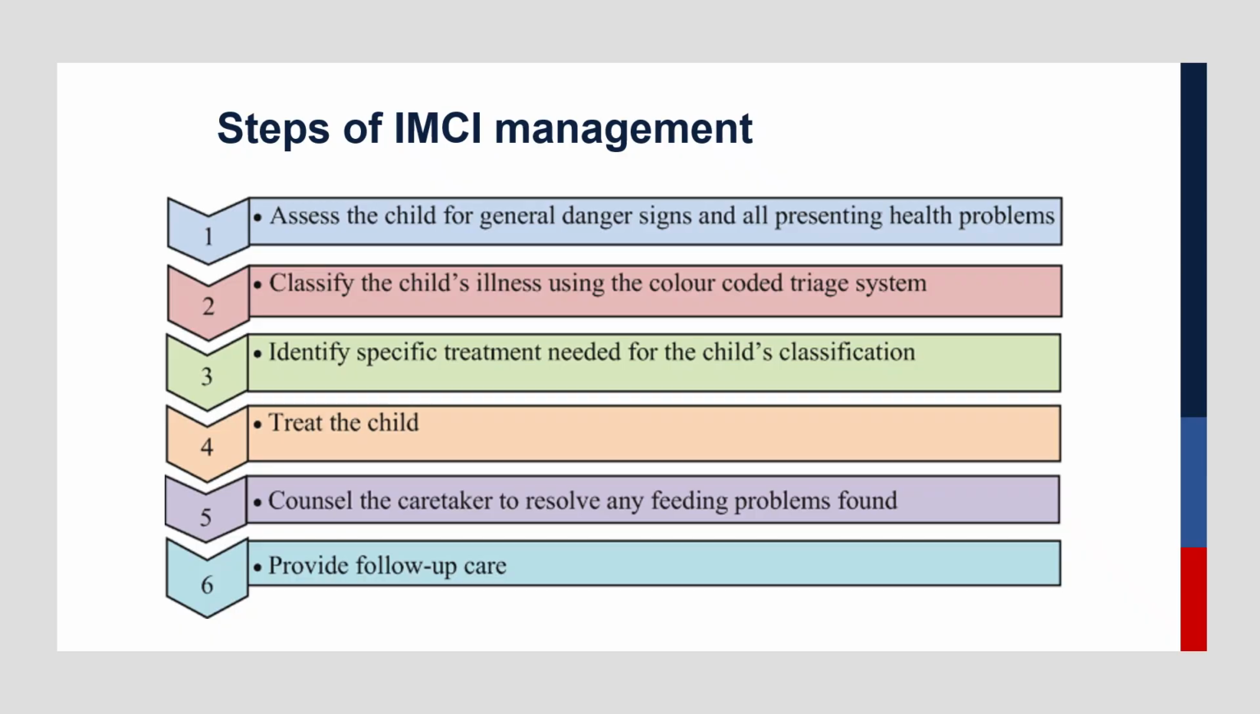So there are different steps when you're managing a child according to IMCI guidelines. First of all, you have to assess the child for any danger sign. This is the first step and the most important step. And then you are going to see all the presenting health problems. After that, you're going to classify the child's illness using the color codes that have been provided. Then you will identify which treatment is needed for that particular child. You'll provide that treatment. Then you're going to counsel the caretaker. And then you're going to provide the follow-up care.